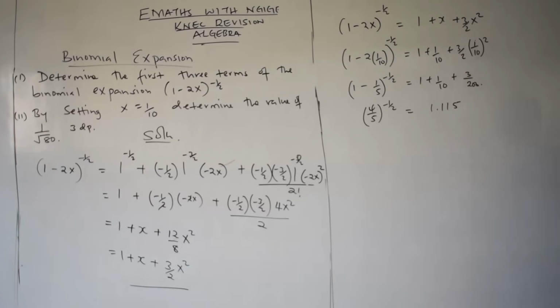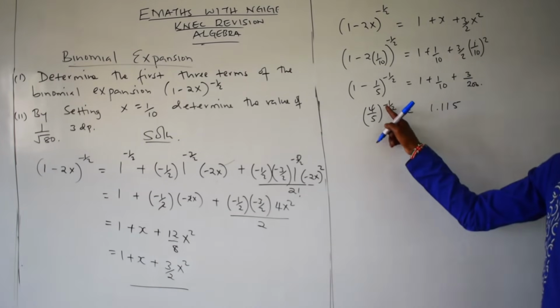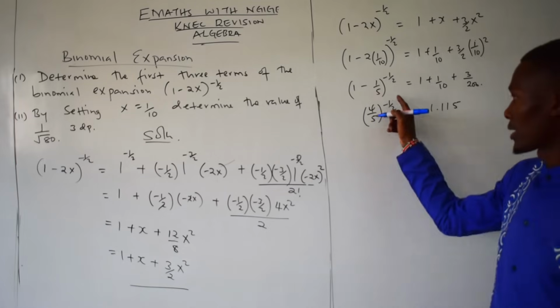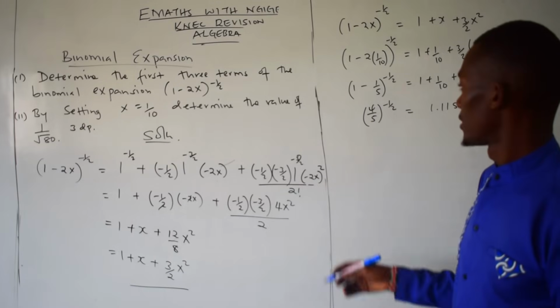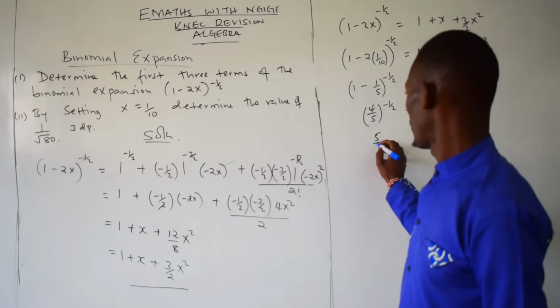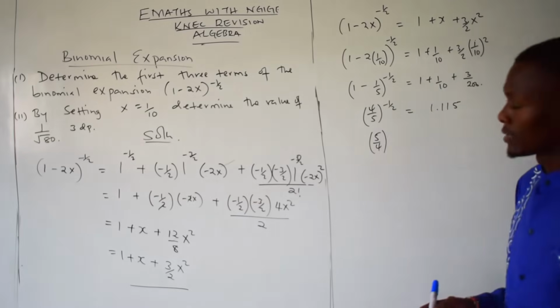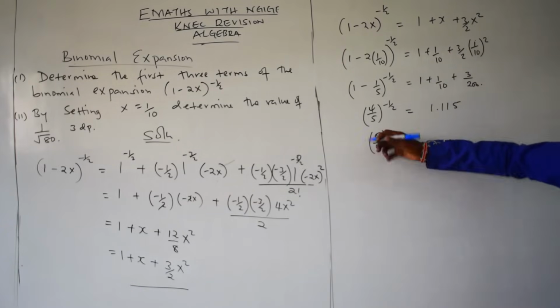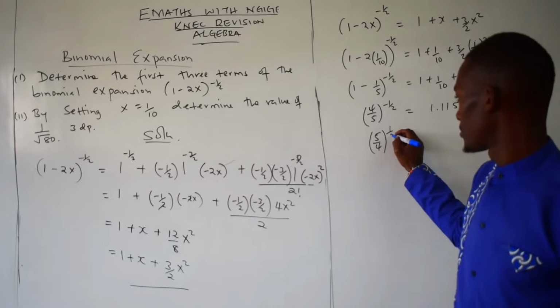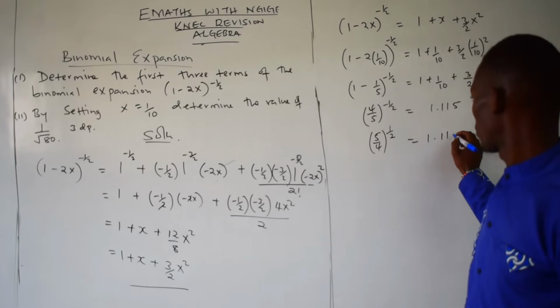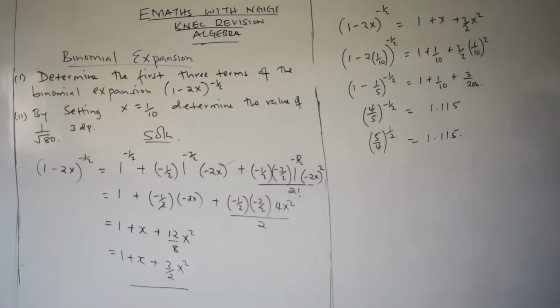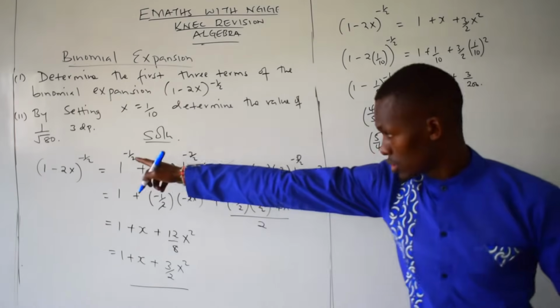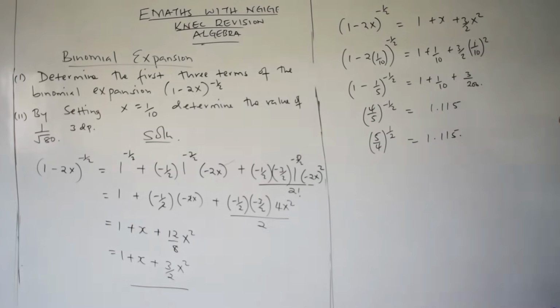1.115. Now remember, we can rewrite this to give this a positive power. So we can rewrite this as a positive power, and we shall have 5 over 4. You now just reciprocate, because remember, this is a fraction, so when you reciprocate it, the power becomes positive, then 1.115. But now we want the root of 1 over root of 80.